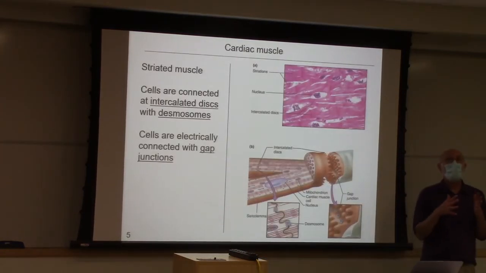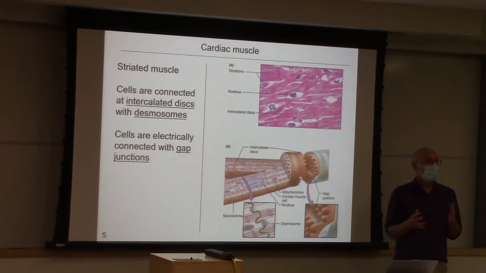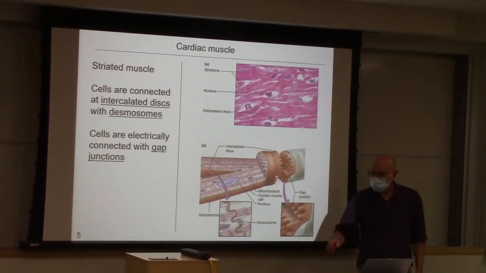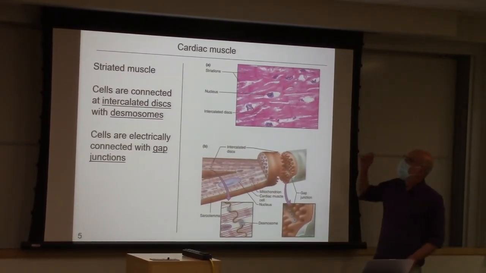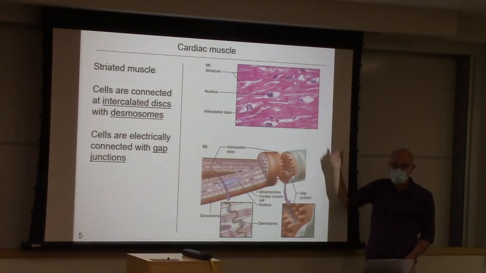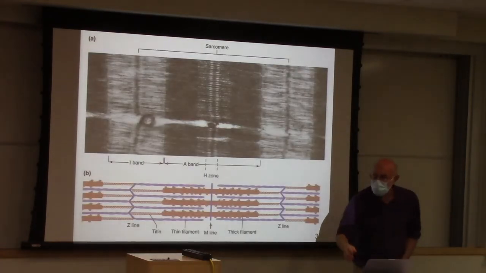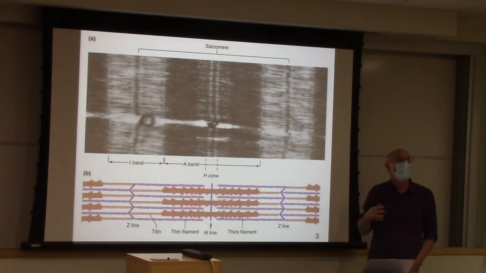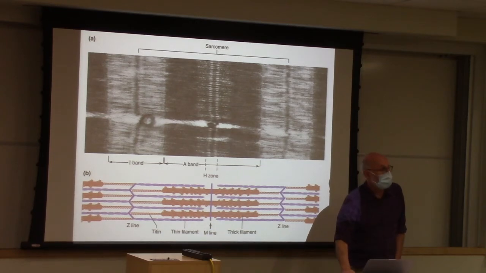Okay, so now let's get to heart muscle. New material. Heart muscle is striated like skeletal muscle. So all this image here, which you are forming for skeletal muscle, works for heart muscle, cardiac muscle.